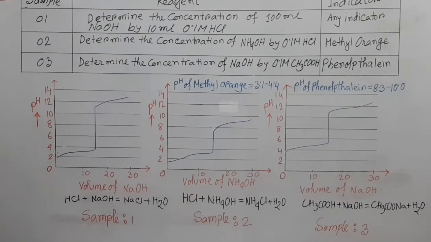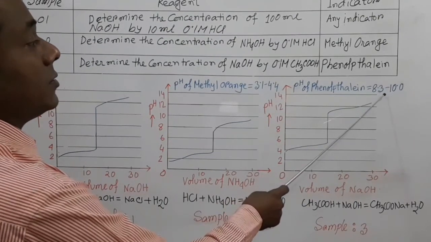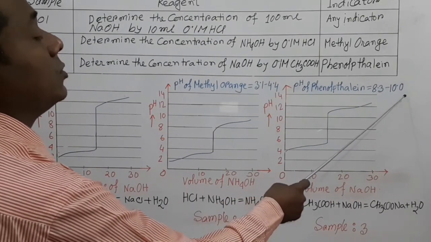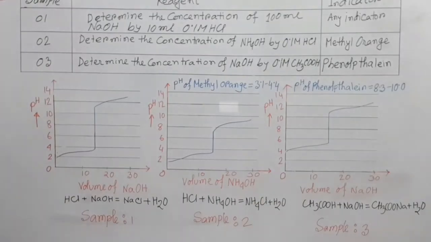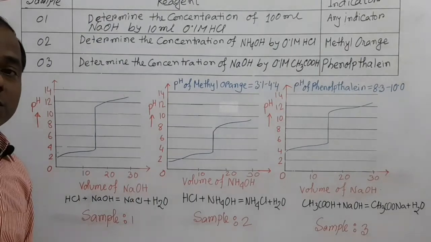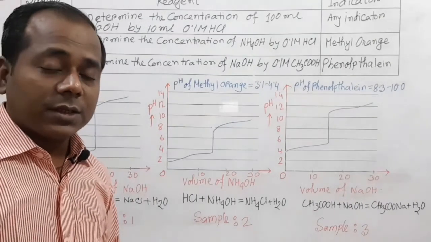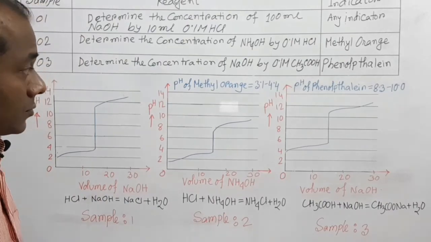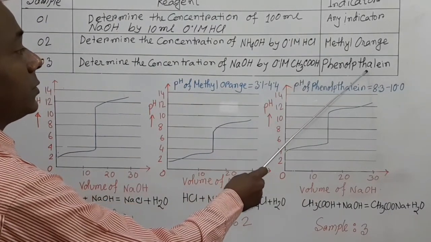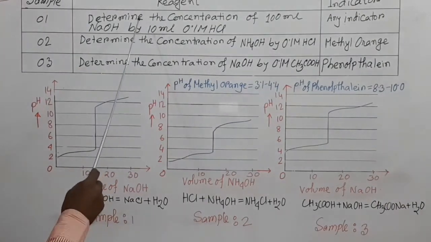So we have to use that type of indicator which can change color in this range. And for this type of titration we have to use phenolphthalein, because phenolphthalein changes its color in the pH range 8.3 to 10. So, my dear students, I think that you can understand why we use different types of indicator for these different types of samples.